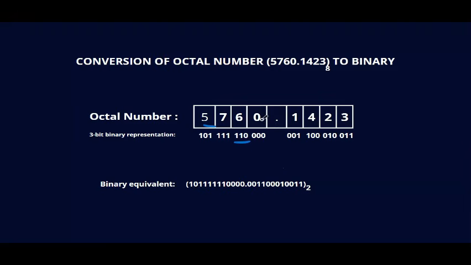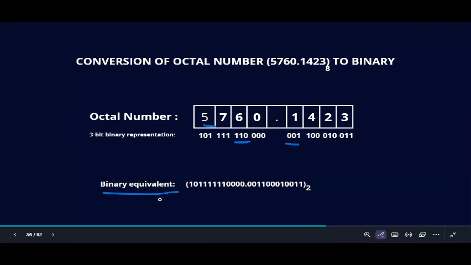Similarly, for 0, its 3-bit binary is 000. For 1, the 3-bit binary representation is 001. For 4, it is 100. For 2, it is 010. For 3, it is 011. These 3-bit combinations are joined together to get the final binary counterpart.